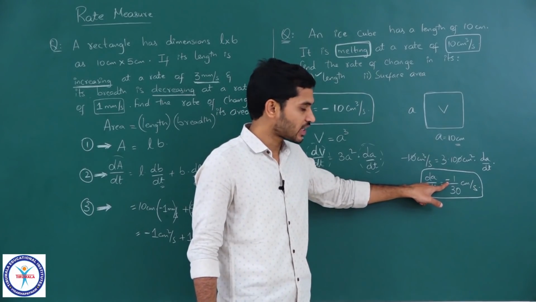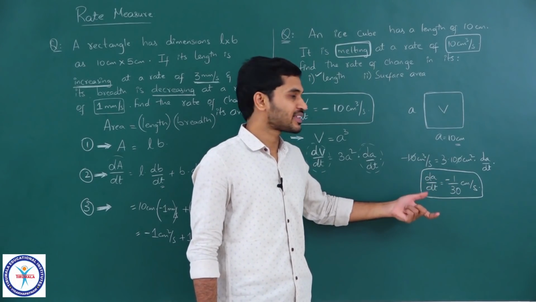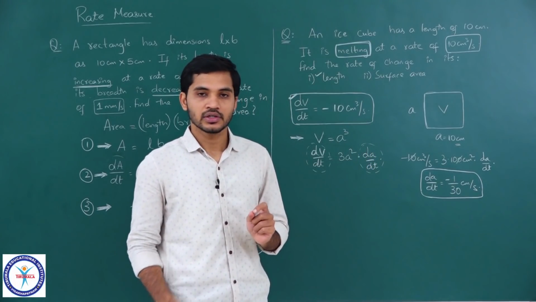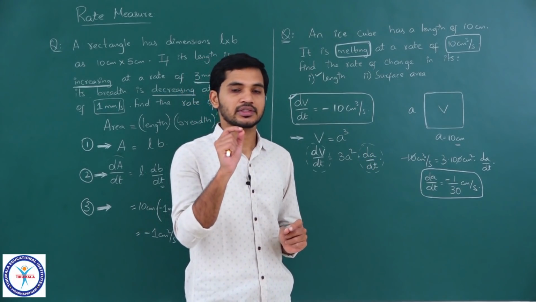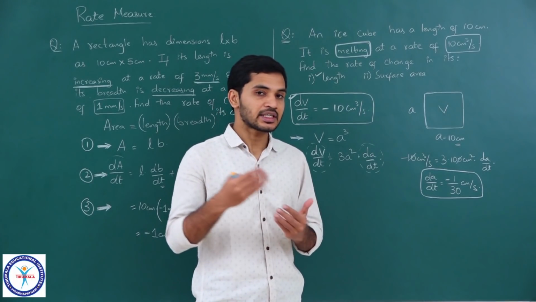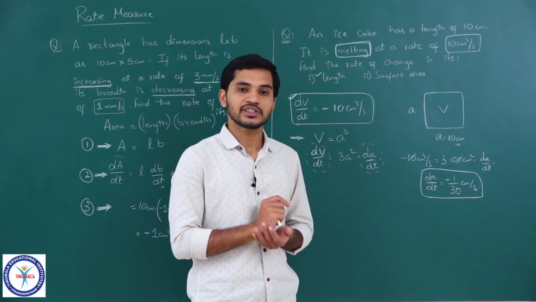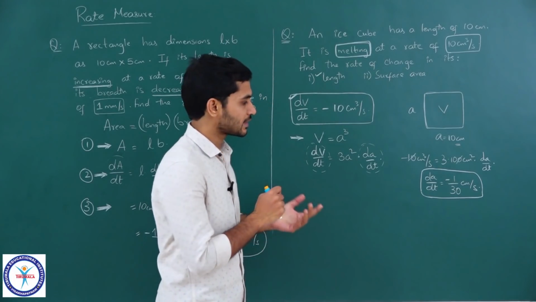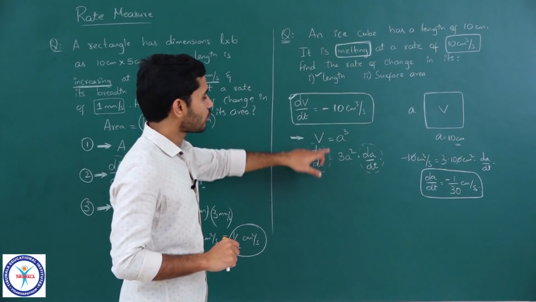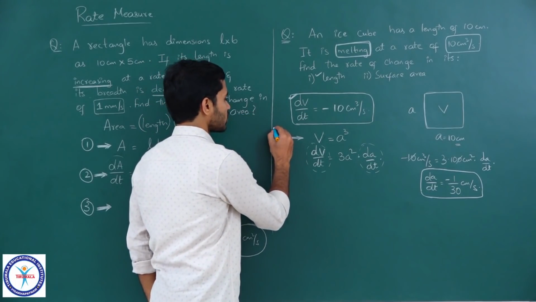And what does the negative sign here represent? It represents that the side length of the cube is decreasing, clear? So, everywhere that sign will also tell you some information. Positive sign means increasing, negative sign means decreasing, clear? So, that is the idea, students. Okay. The question is not over. We have only done the first part.